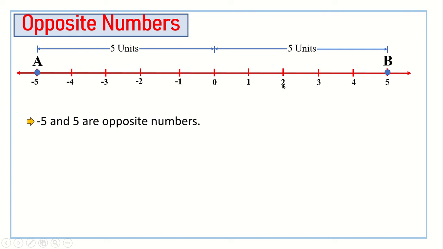Look at positive 2. I have got 2 units from 0 to positive 2. But also I have 2 units, 1, 2, to go to negative 2. So since the distance from 0 is equal, then we say that negative 2 is the opposite of positive 2.